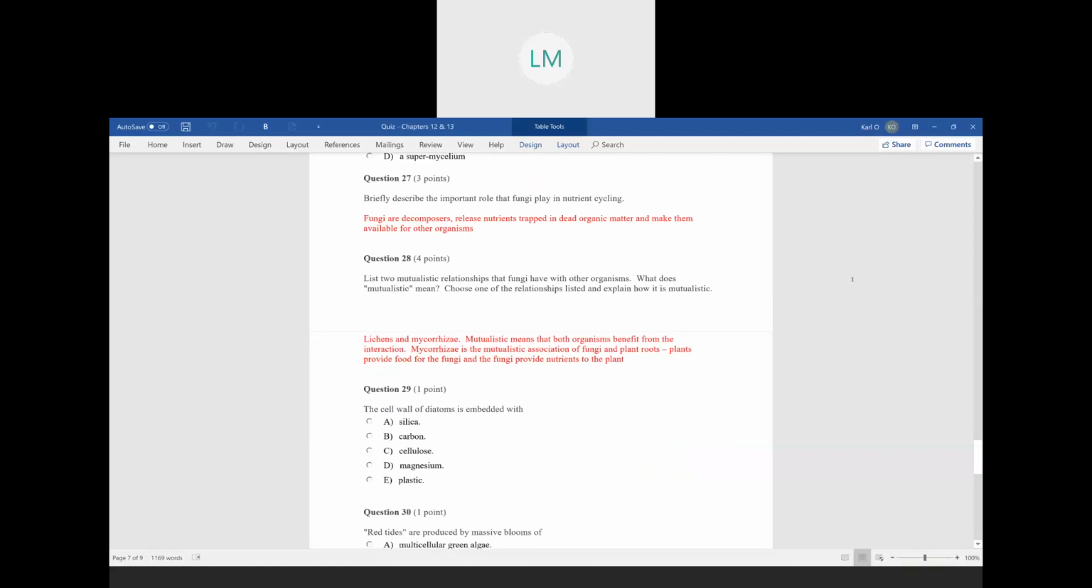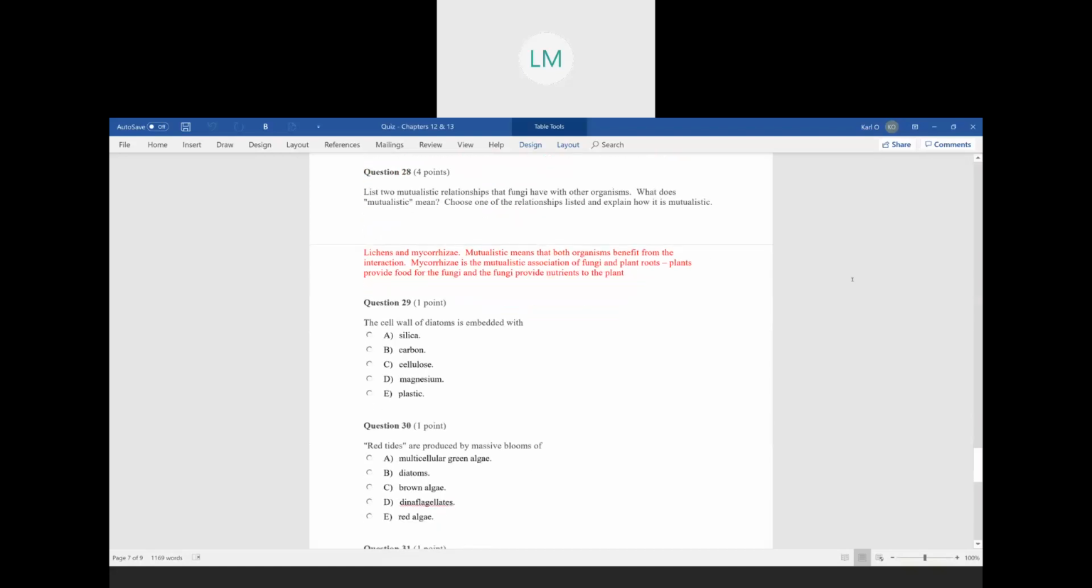Question 27, briefly describe the important role that fungi play in nutrient cycling. So fungi are decomposers. When the organism dies, those nutrients are trapped in that organism unless something can come in and break it down and release those nutrients back into the environment. That's what fungi do. They take those nutrients that are trapped in that organic matter, they make them available for other organisms. So plants can take up those nutrients, which help them in their photosynthesis.